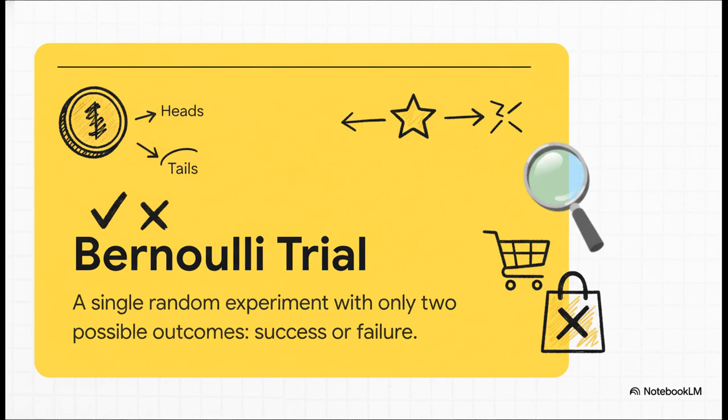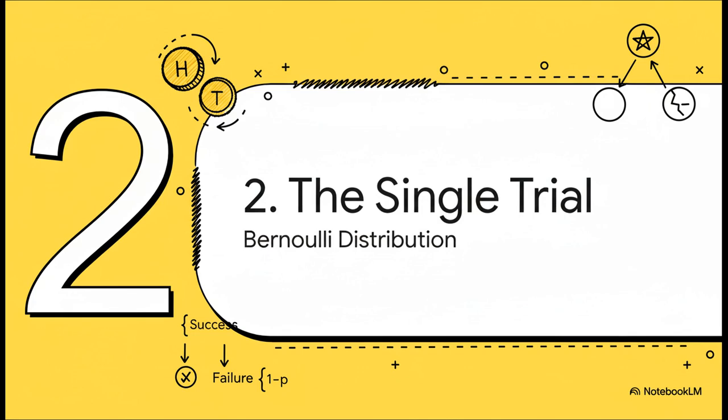It's basically any single experiment where the result is one of two things. A coin flip, that's heads or tails. A quality check on a factory line, it's pass or fail. A customer visits your website, they either make a purchase or they don't. That's the whole deal. One event, two possible outcomes. Simple as that. And the tool we use to describe this single trial is, you probably guessed it, the Bernoulli distribution. It's honestly the simplest probability distribution there is, and it's our starting point.